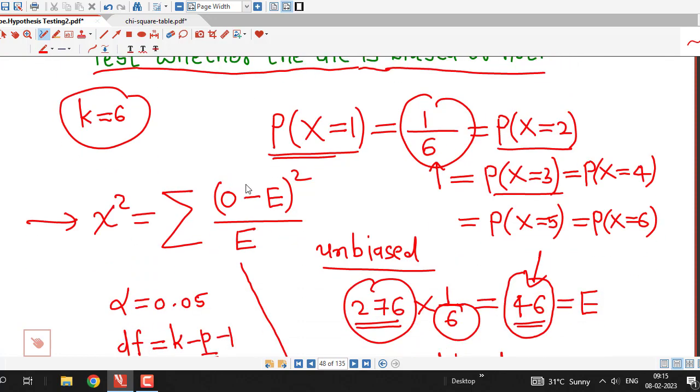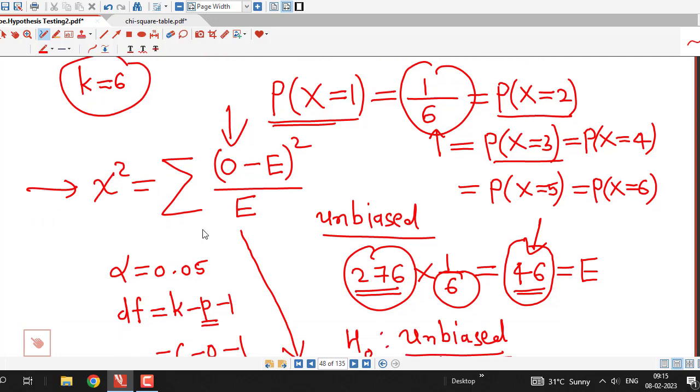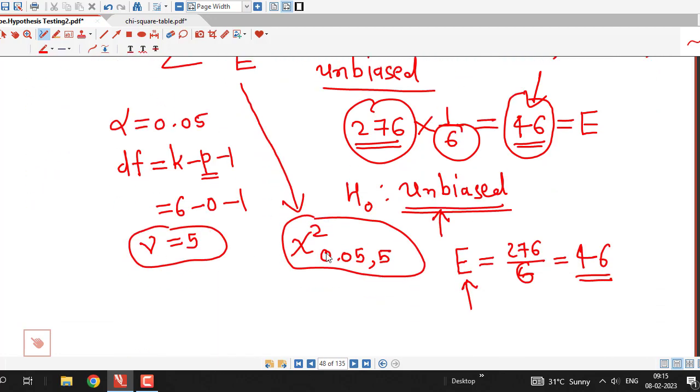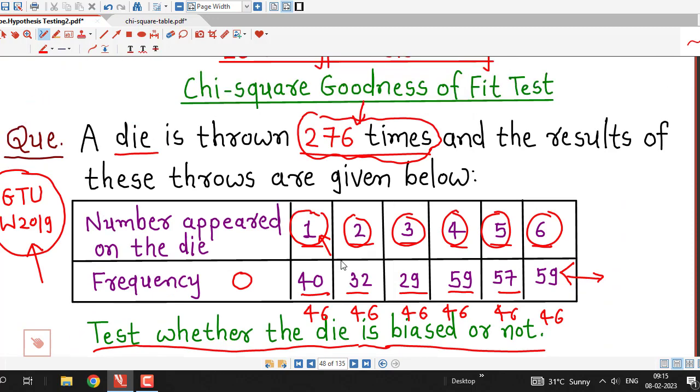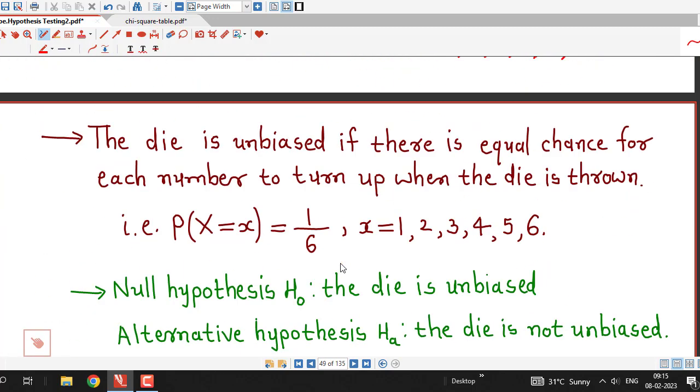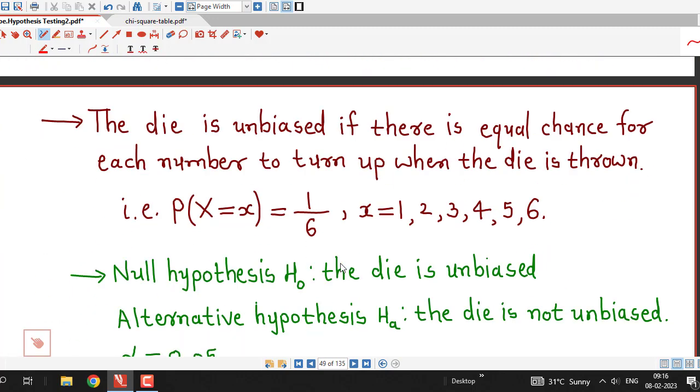So we will calculate this test statistic using observed and expected frequencies, and then we will compare the calculated value of the test statistic with the critical value using the chi-square table. So this is the main idea for answering this question. I have written all these things systematically here.